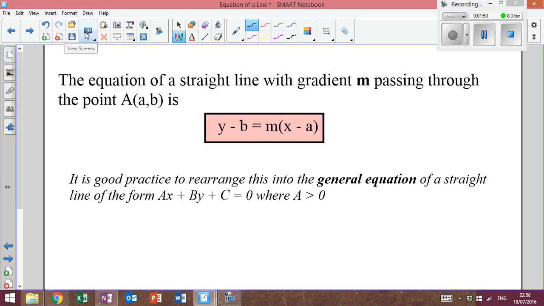Okay, this again is another little bit of revision: y minus b equals m(x minus a). We all know this from National 5. The gradient is m, and a and b come from any point at all.